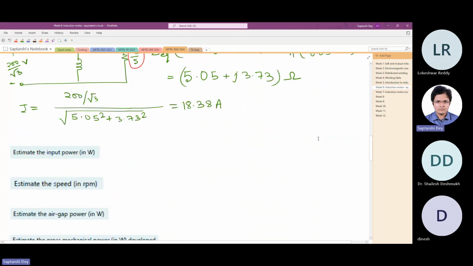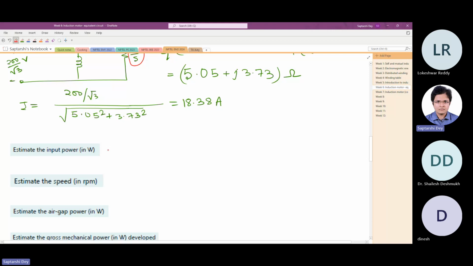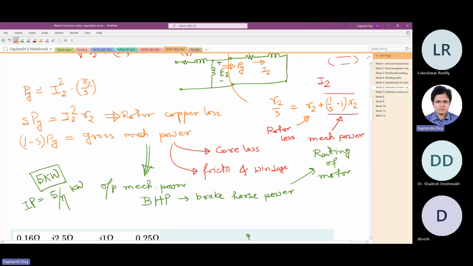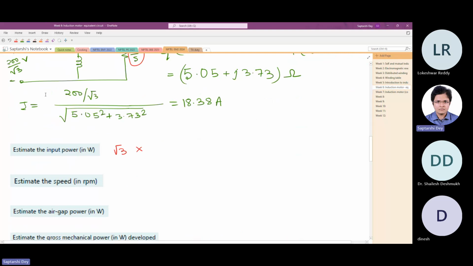You go to the next question. Estimate the input power. So the line current we know, so input power is root 3 times, just a second. Okay, one thing I forgot here. This is PG. There should be a 3 times, if it is a three-phase induction machine. The air gap power, when it flows through the gap, there is nothing called phase. It is flowing through the gap, so 3 times for the 3-phase induction machine.